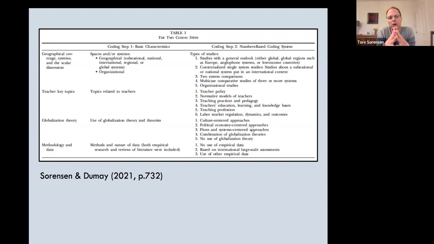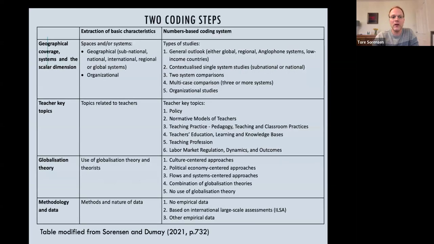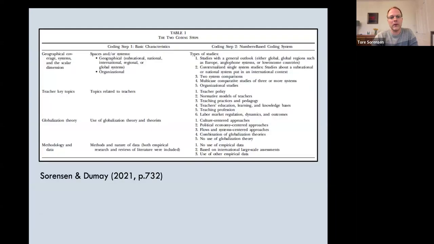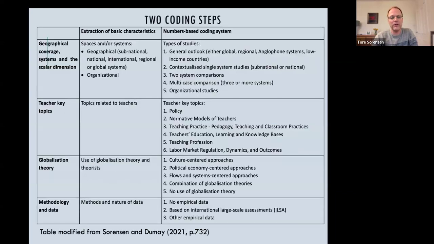And coding step 2 related to the use of methodology and data. So there was a quite descriptive step to our literature review. And then on the basis of that, we developed these categories that helped us to analyze the literature in more detail. And this is actually the same, just in a different format. You see the table is included in our article for those of you who want to look more into that.